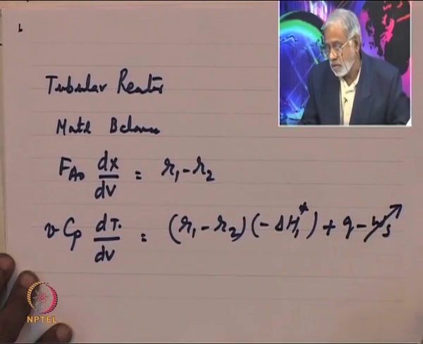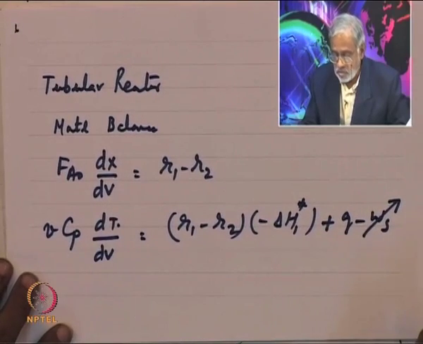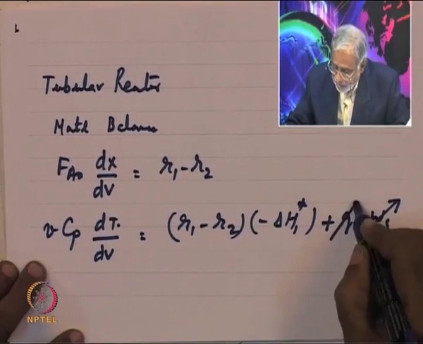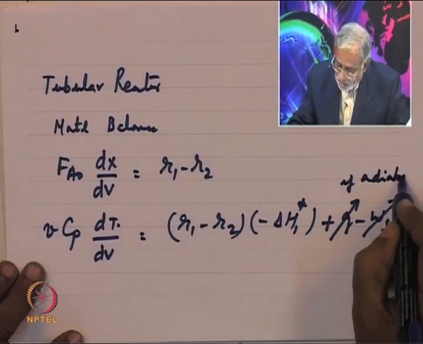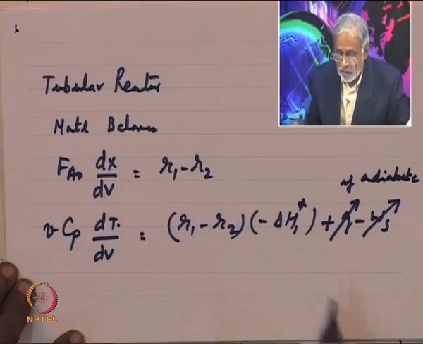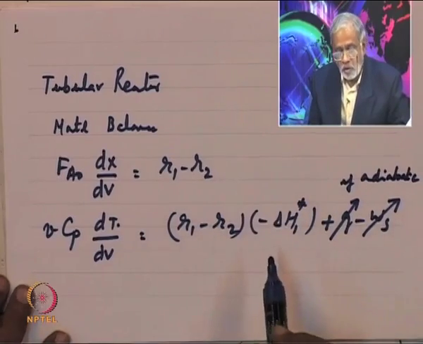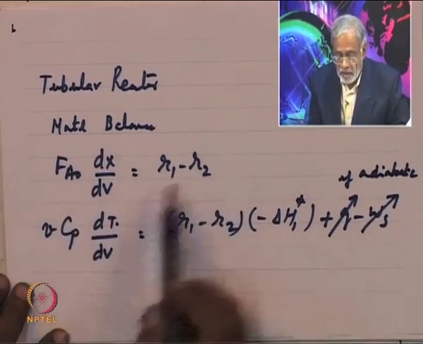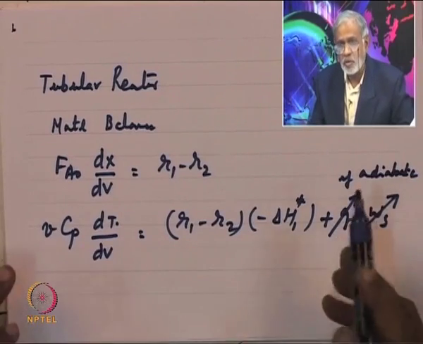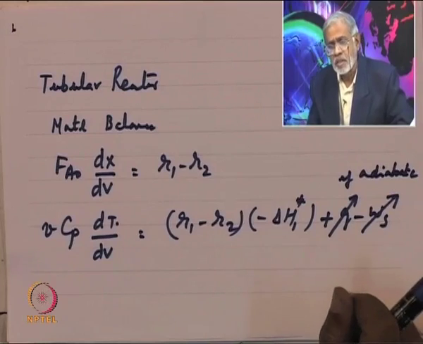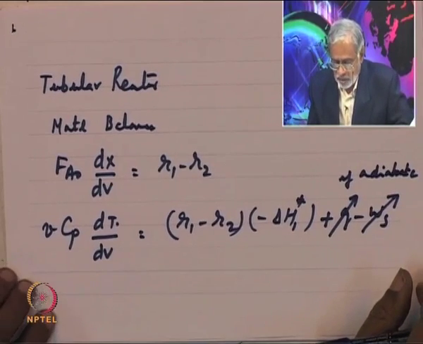We say we do not look for any work from the system, and if it is adiabatic, okay. So, let us look at the moment the situation of a tubular reactor, material balance and energy balance under adiabatic situation. That means we do not allow heat to go out of the system.